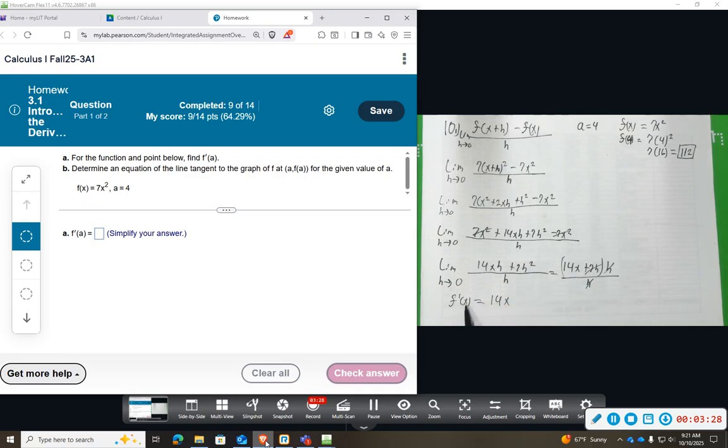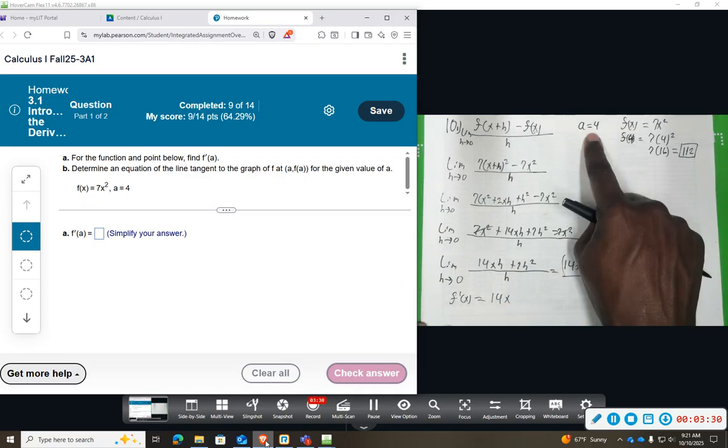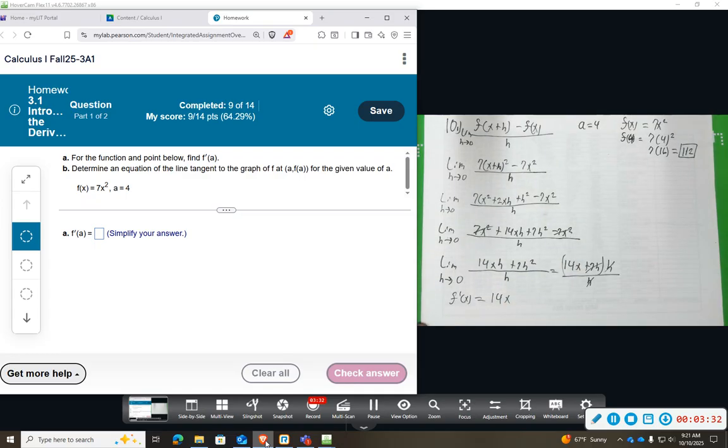Now, if we do f prime of a, which is plugging in the value of 4, 14 times 4, 56. So this is our slope, our m tan. Okay, the slope of our tangent line.